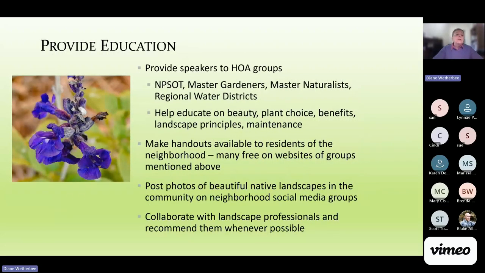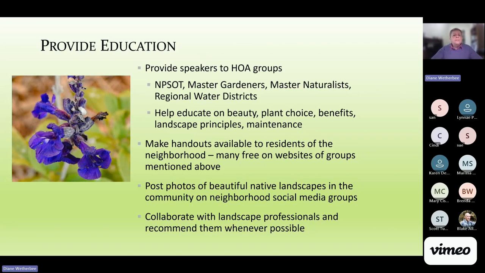So how do you change that mindset? Well, first of all, provide education. There are so many free speakers out there. You can provide speakers to HOA or community groups. Native Plant Society of Texas, I'll call it NPSOT, the master gardeners, the master naturalists, the regional water districts like Upper Trinity, all of those have speakers who are willing to go and stand in front of a group and talk about native plants or bird-friendly plants, or planting for pollinators, planting to attract birds to your yard.